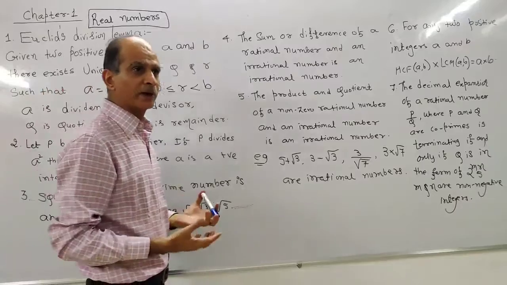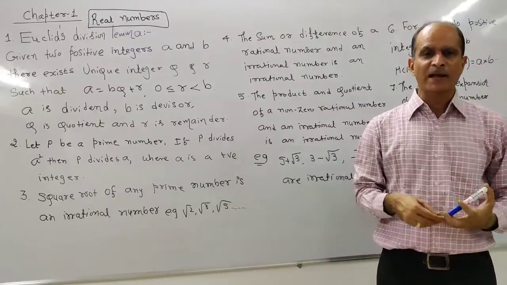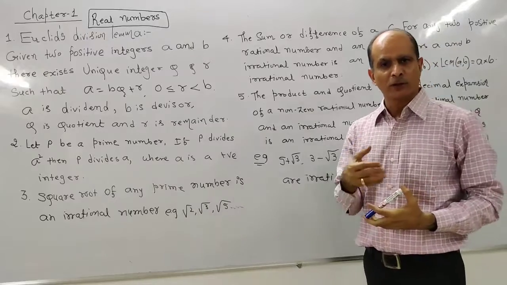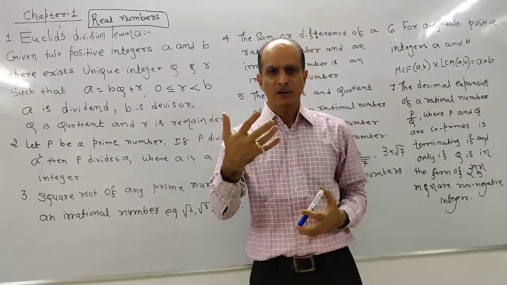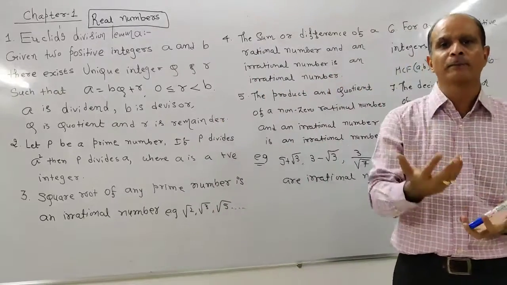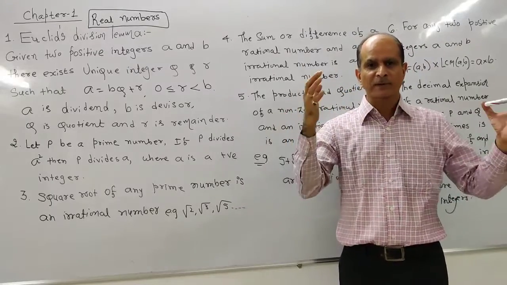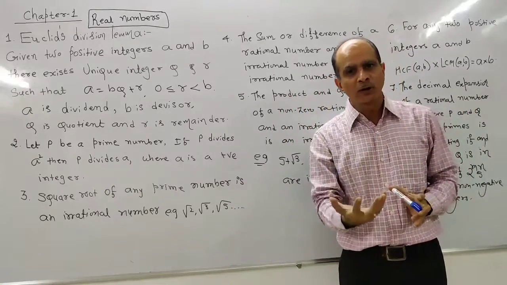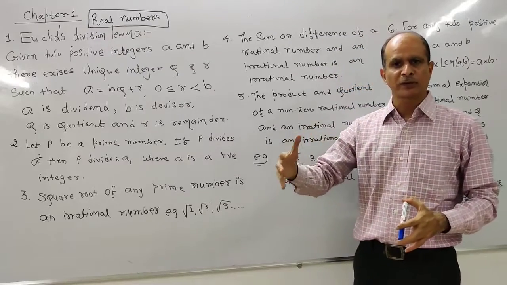You already know about natural numbers. They are denoted by capital N: 1, 2, 3, 4, and so on. They are known as natural numbers. Friends, you also know what is a whole number. When you add 0 to the natural numbers, that becomes the whole numbers. So the whole number W is equal to 0, 1, 2, 3, and so on.